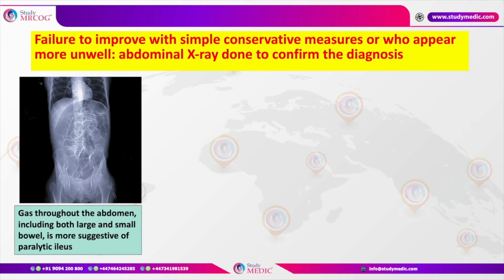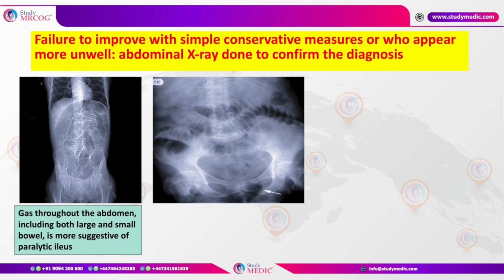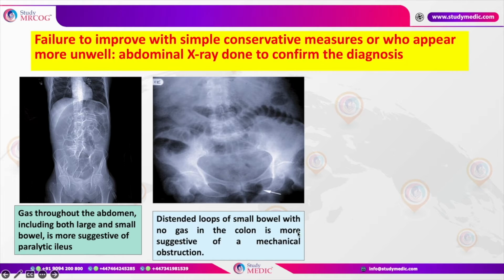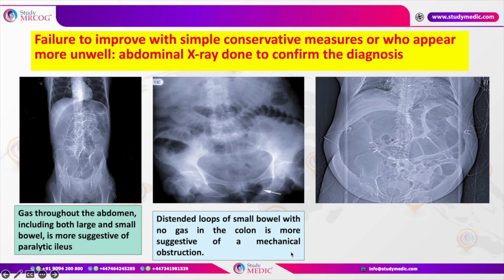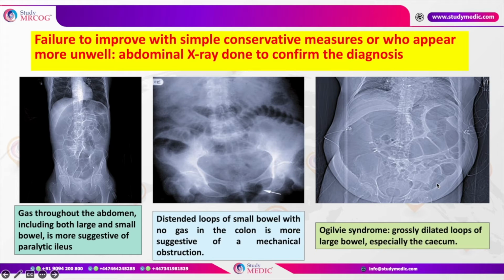The second X-ray finding could be like this, where you can see only the small bowel loops dilated and distended. So this is a characteristic case of mechanical obstruction. Then the third could be where you see only the cecal or the large bowel distended. So this is a case of Ogilvie syndrome.